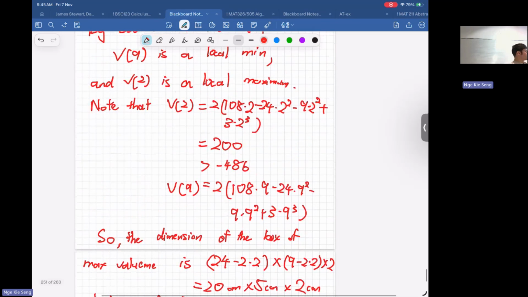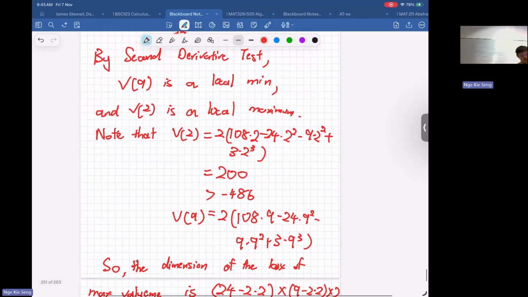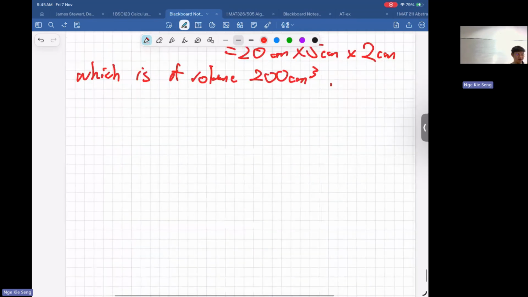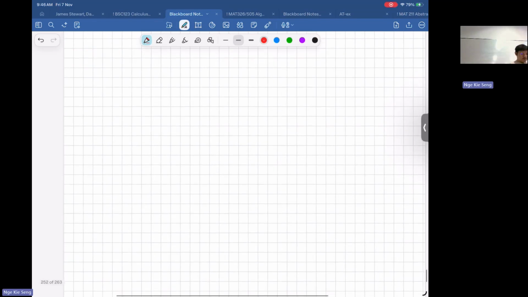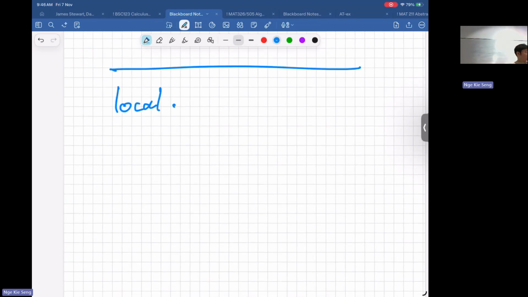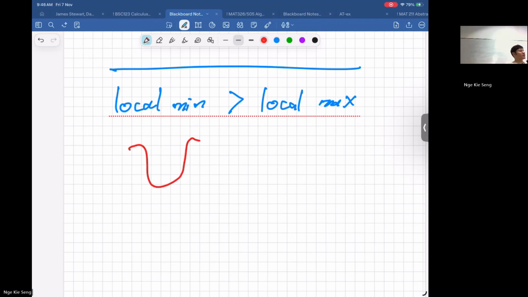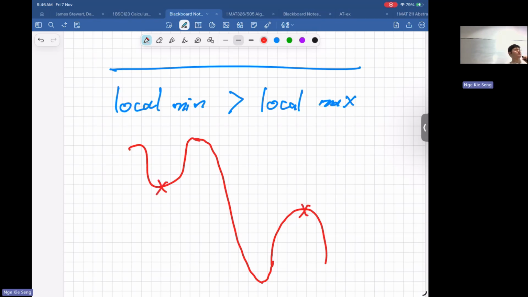You need to be careful when you compare a local minimum and a local maximum, because it could be the case that a local minimum is higher than a local maximum. Can you imagine what the graph should look like? The local minimum is like this, the local maximum is like that, and then something happens like this. Then this local minimum here will be greater than the local maximum.